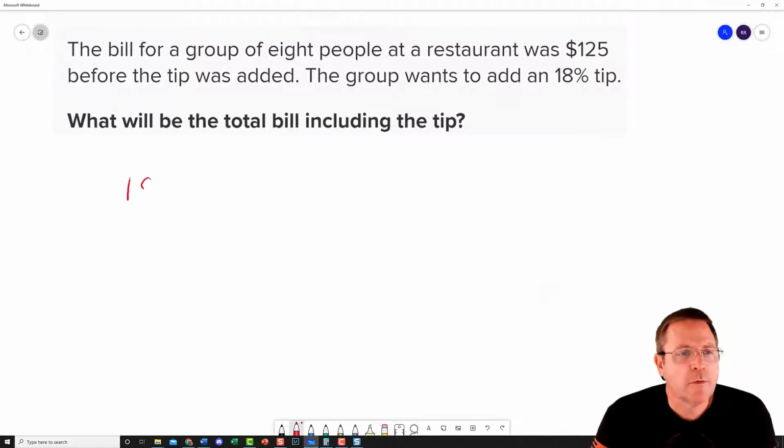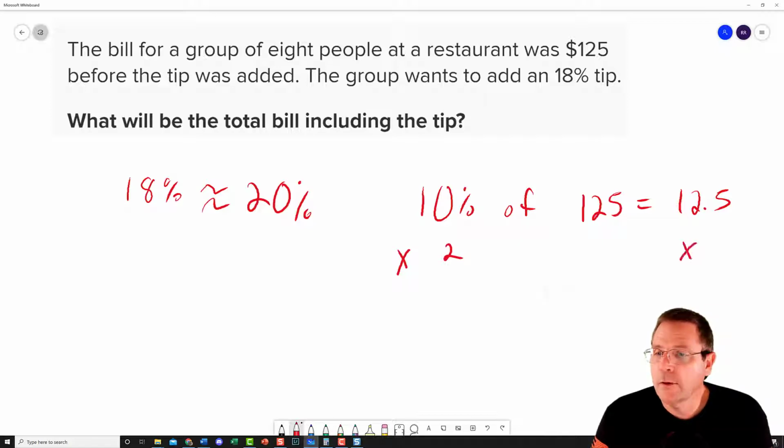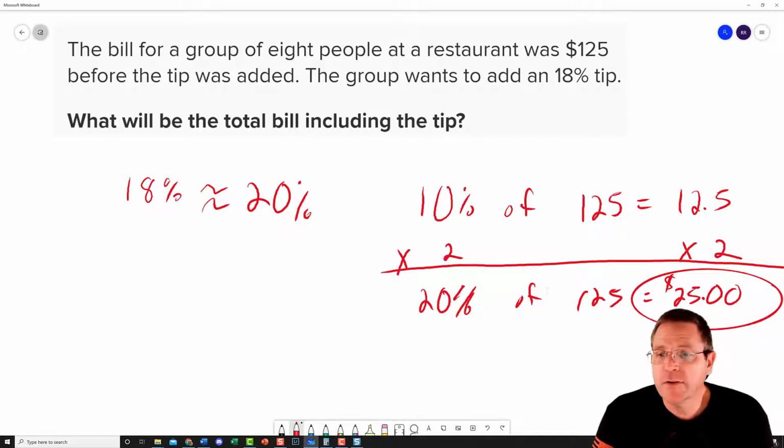Now the first thing I'm going to recognize is that 18% is about 20%. And 20% is going to make this so easy, because we have this thing called the 10% rule, which they might or might not share with you in the lesson. It says 10% of 125 is equal to 12.5. Then I would multiply the left and the right by 2, because 10% times 2 gives me 20%. 20% of 125 is now going to equal $25. That's a really good, simple way in your head you can make that estimation of approximately what the tip's going to be. Now let's take a look and see what the textbook's going to teach us.